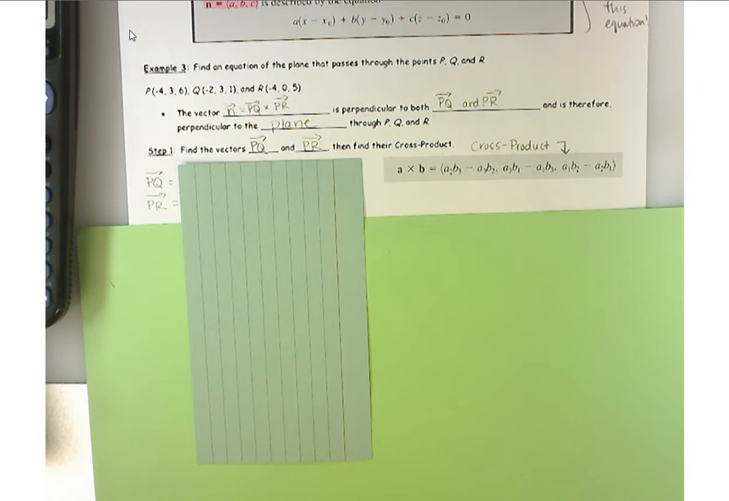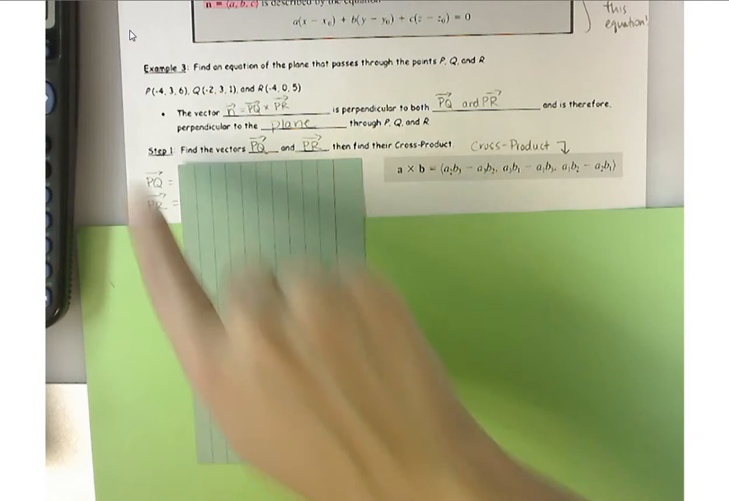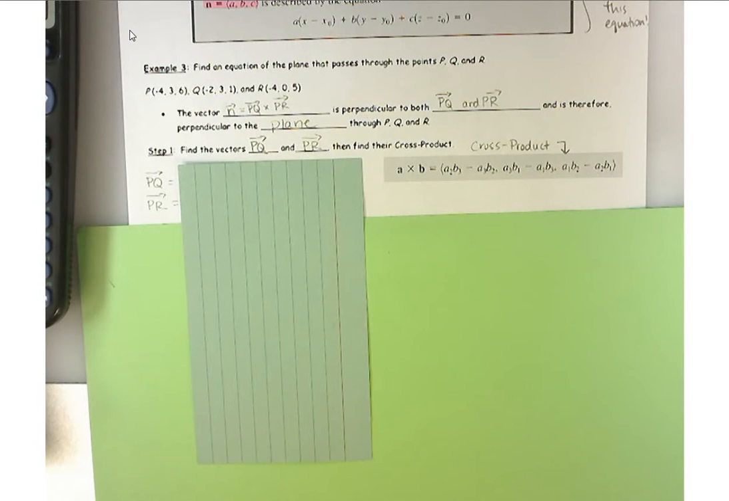Subtract them. You subtract them. So Cameron, you're going to do the terminal point minus the initial point. Okay, so that's what I want you guys to do first. So if it's PQ, you're going to do Q minus P. If it's PR, you're going to do R minus P. And then from there you can do the cross product.